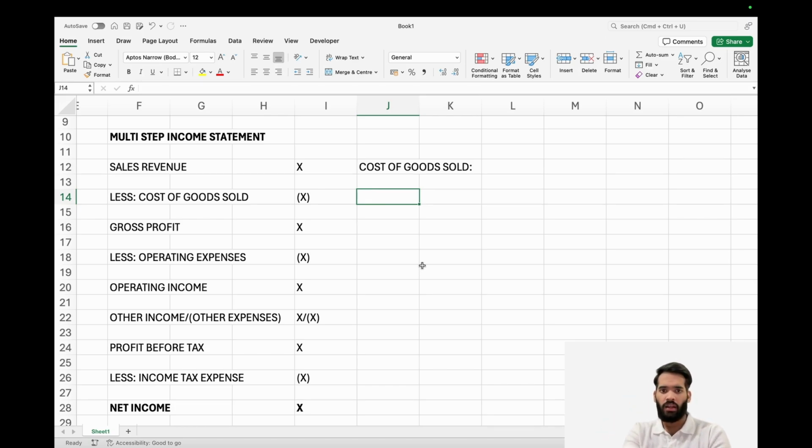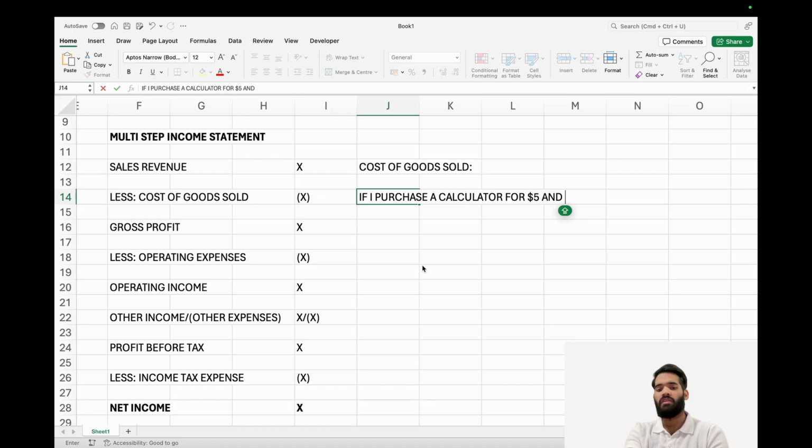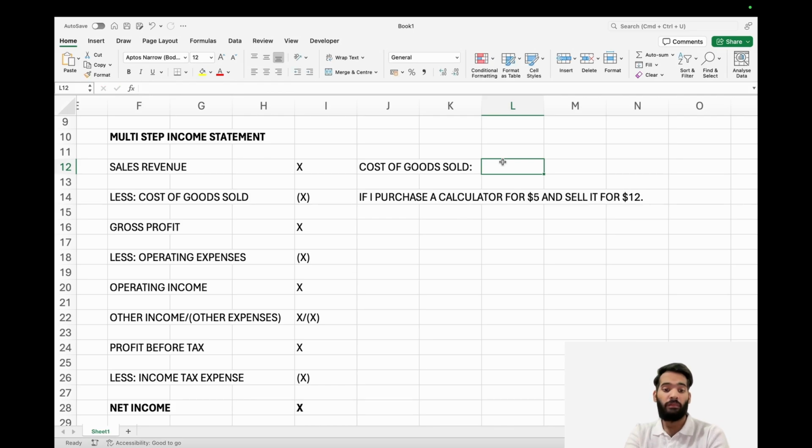So let's say I purchase a calculator from a supplier for $5 and sell it for $12. This means my cost of goods sold will be $5, because to have the product that I just sold, I originally paid $5. So that's what cost of goods sold means. It's how much you originally paid for the item you're selling now.